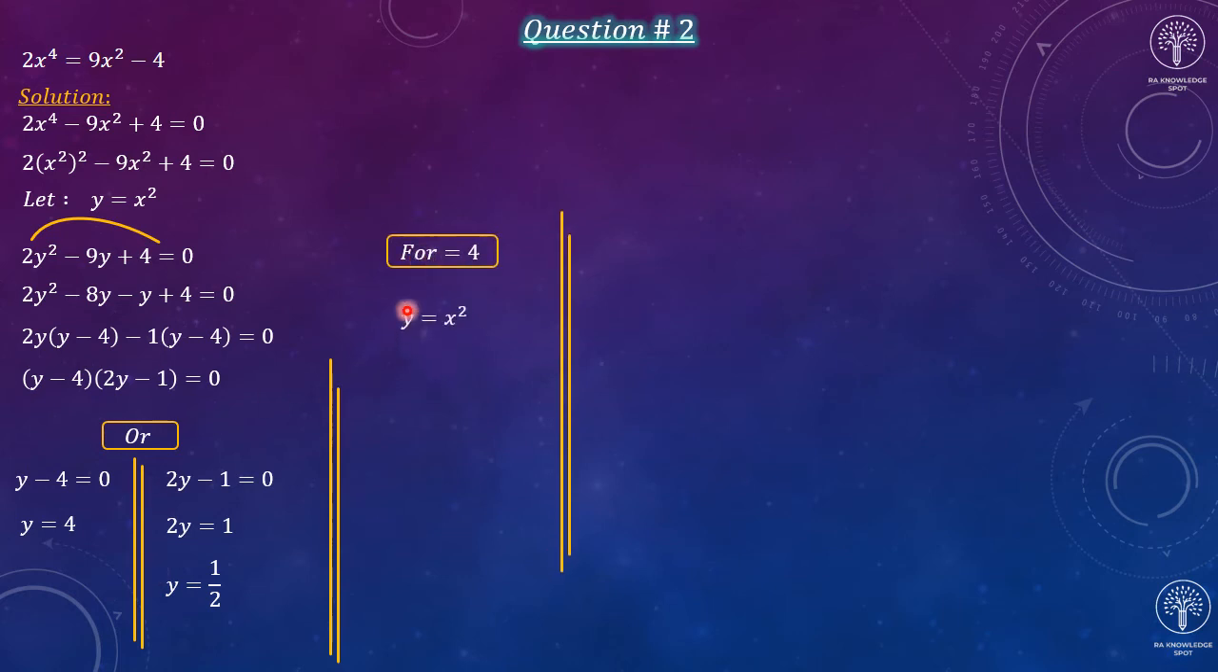Now you have to substitute in the very first step where you took the substitution. This was the first substitution you made, replacing y, because y is equal to 4 and x square will be as it is, taking square root. When you take the square root of 4, you will get plus minus 2 and it will be cancelled. This is the first solution.